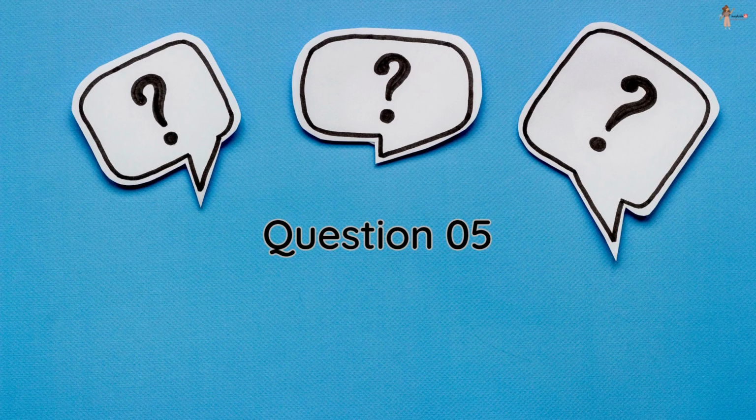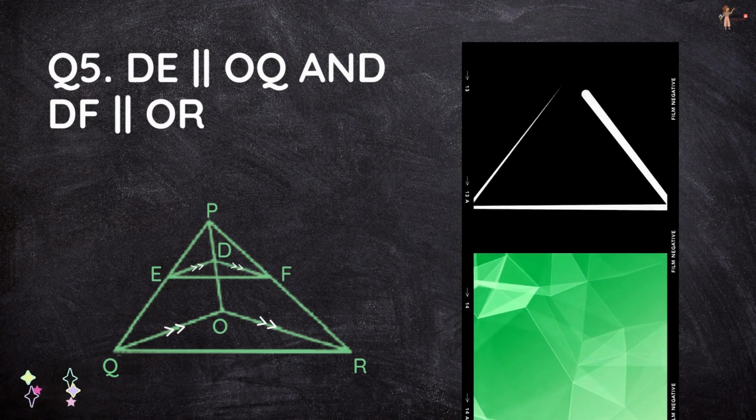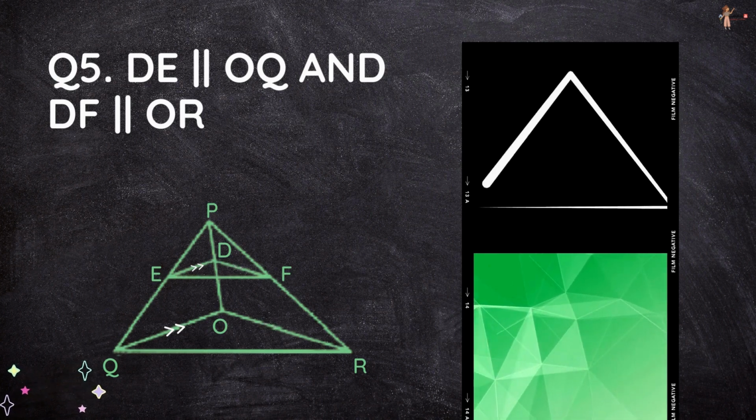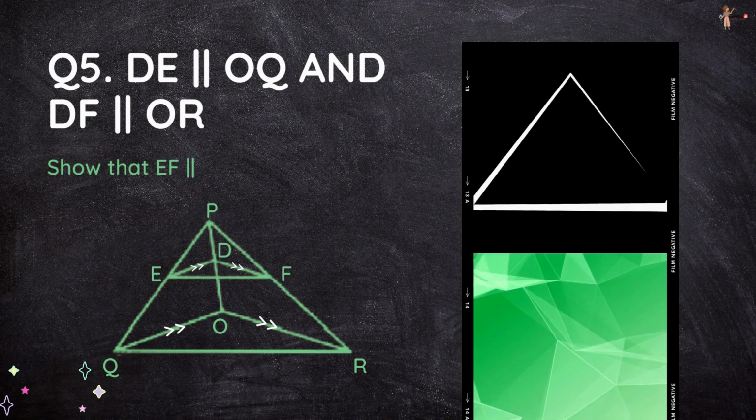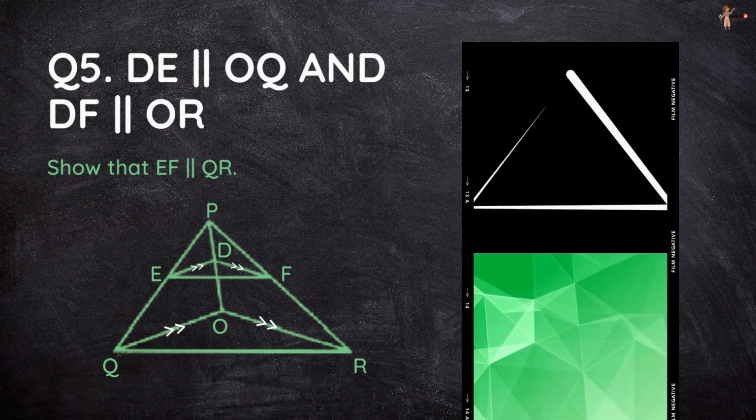Let's see question 5 now. DE is parallel to OQ and DF is parallel to OR. Show that EF is parallel to QR.